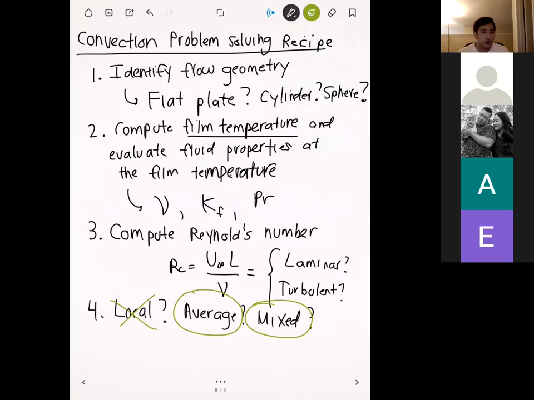And so you're either going to use an expression for the average convection coefficient over the entire surface, or you have a mixed situation where some parts are laminar and some parts are turbulent, and you need to account for both of those at the same time. But make sure that you write it down explicitly so that you know which equations you're going to use.